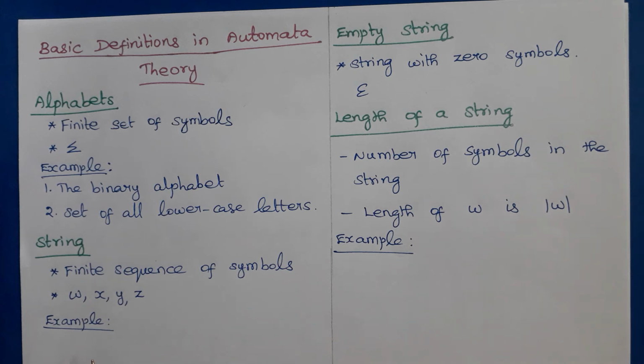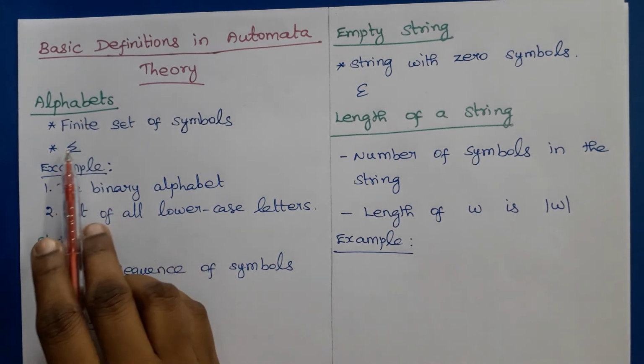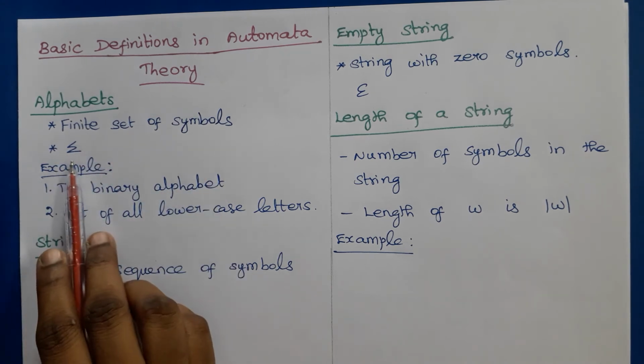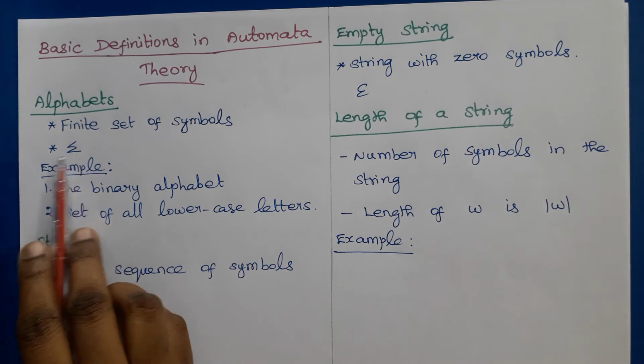Hello everyone. In this video, we are going to discuss basic definitions in automata theory. The first one is alphabets. Alphabets are a finite non-empty set of symbols, and alphabets are denoted by the notation sigma.